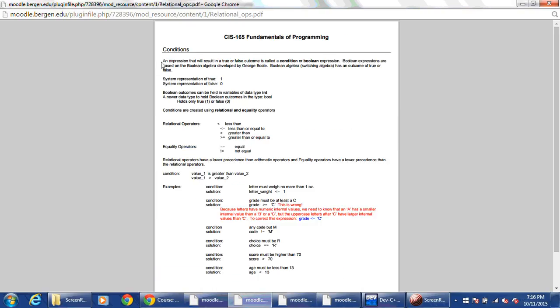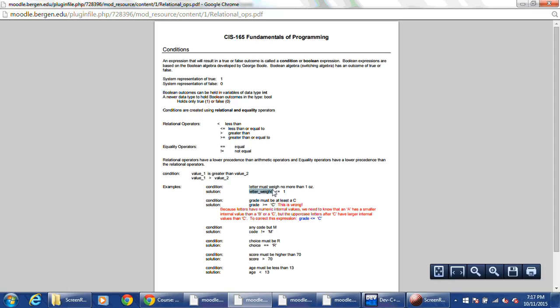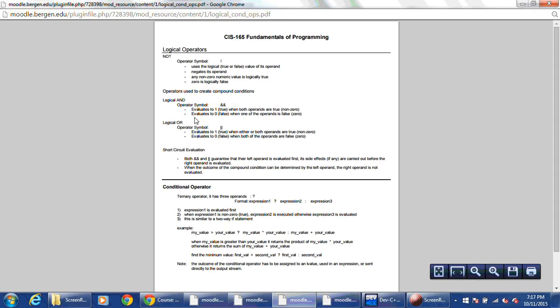So you can look at this sheet of paper that I have. I've attached it on Moodle, and you can see the condition with the solution. So you have a condition and then the solution here in C++. Condition, solution, condition, solution. Make sure you study that. Take a look at that. Read it through yourself. Same thing for the logical operators, a couple of statements that we just went over in the lecture.